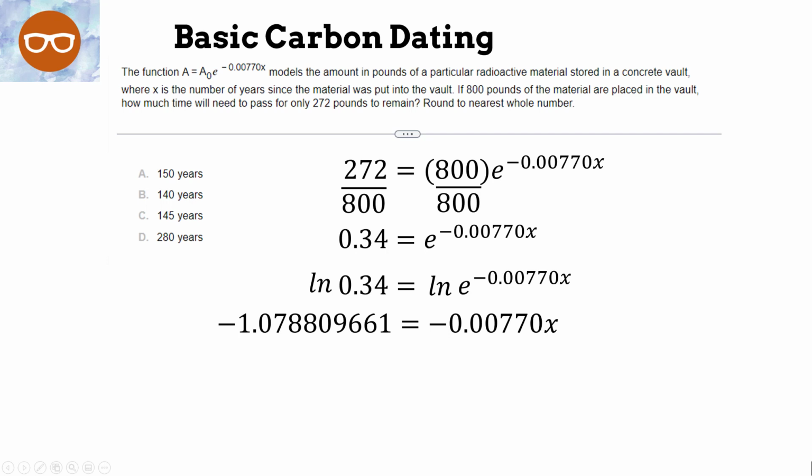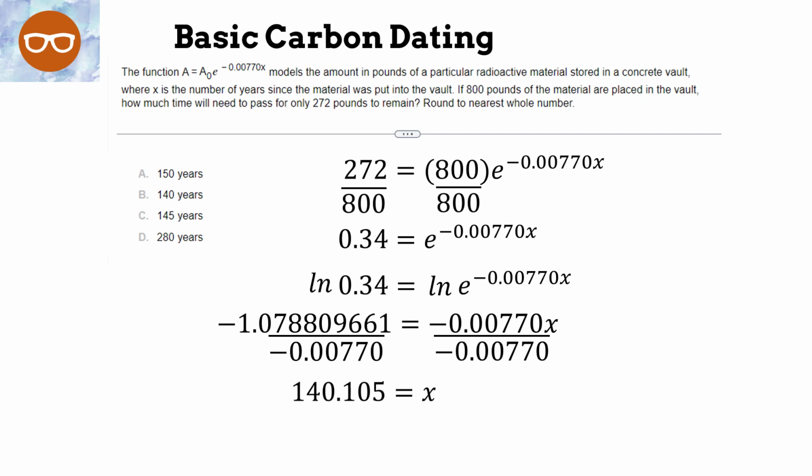That leaves us with the exponent, negative 0.00770x. To get x by itself, we're going to divide by negative 0.00770. This gives us 140.105 and a whole bunch of numbers. But we need to round to the nearest whole number, so that's approximately 140 years. How much time will need to pass for only 272 pounds to remain? 140 years.